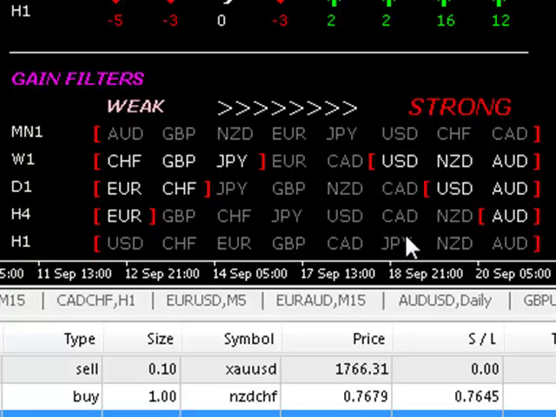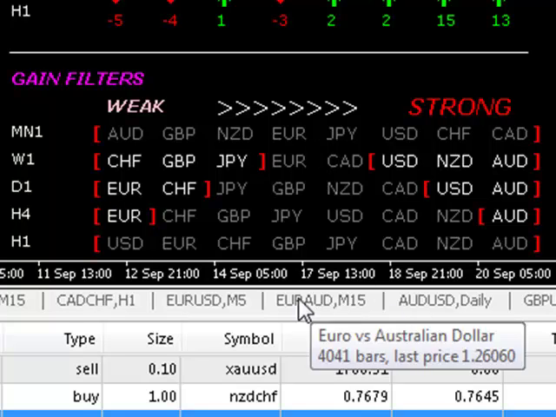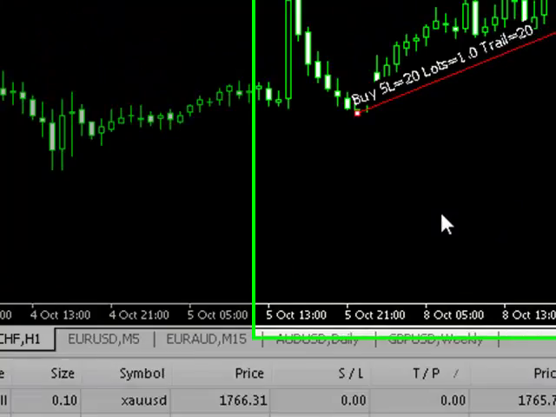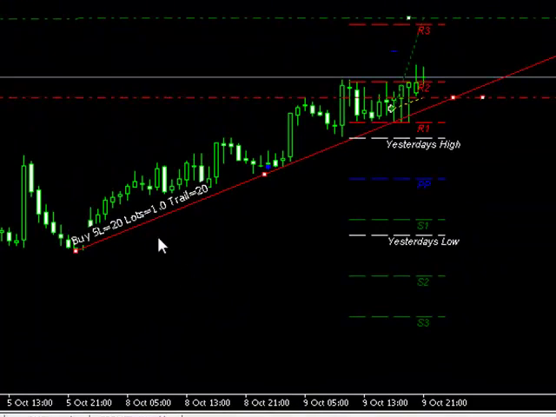Canadian dollar on all of these time frames seems to be about the third strongest, and in terms of the week it's about mid-level, but certainly Swiss franc seems way down. So that's the basis why I set the system up to trade a long Canadian dollar Swiss franc position.